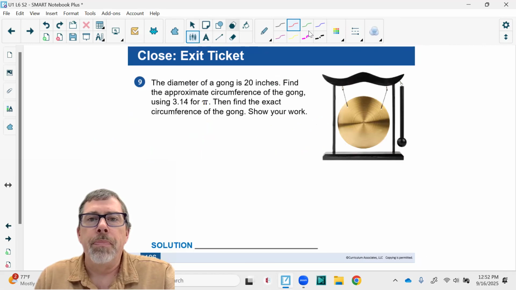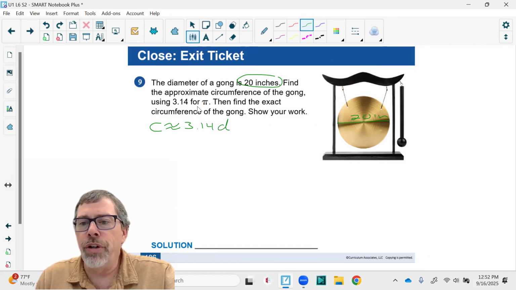Number 9. The diameter of a gong is 20 inches. So in other words, if I drew a straight line right through here, it's 20 inches. Find the approximate circumference of the gong. C is approximately 3.14 D. It said use 3.14 for your approximation. Then find the exact circumference of the gong. Show your work. So now C is approximately, and the diameter is 20.